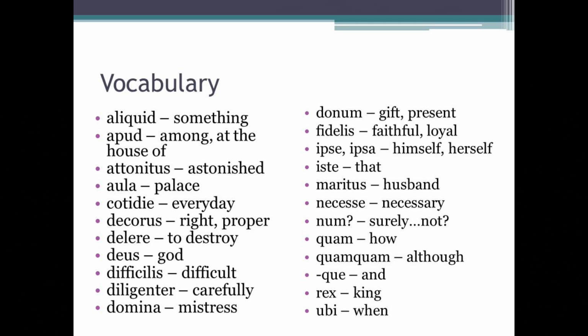Necesse, again quite an easy one. This means necessary. Num means surely not. And remember, num is 3 letters, which is the same length as not. So this is how you distinguish it from nonne, which we met in a previous video. Quam means how. And confusingly, quam means although. And -que, if you add it on to the end of a Latin word, means and. Rex is a king, and ubi means when.